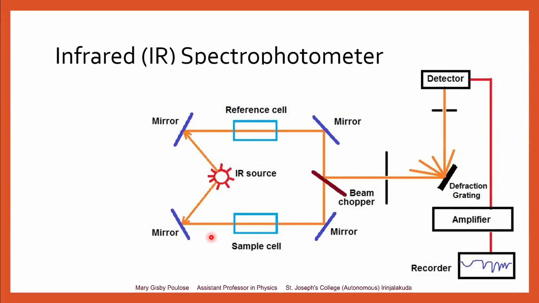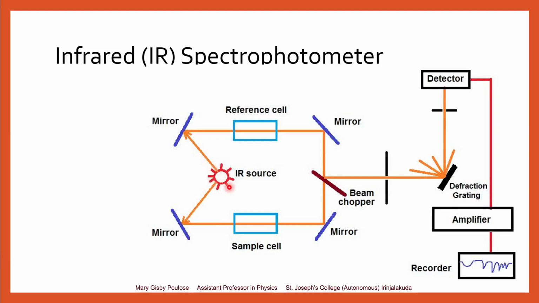Now let us look into how we get the vibrational or infrared spectrum from a sample and what is the device used for it. So from an infrared spectrophotometer, we are able to get the infrared spectrum or vibrational spectrum of a sample.